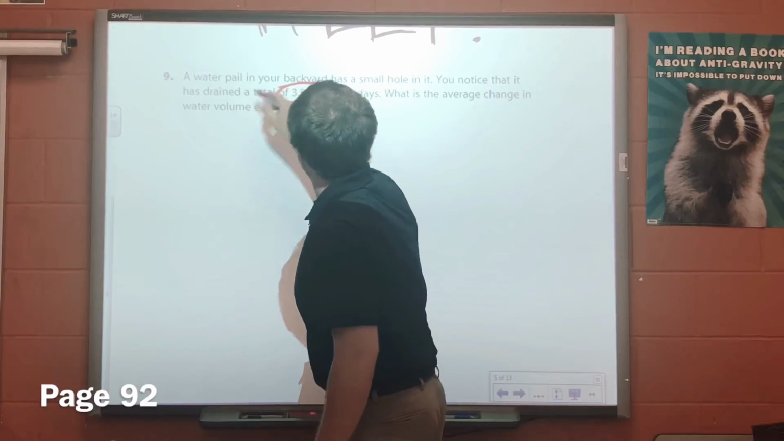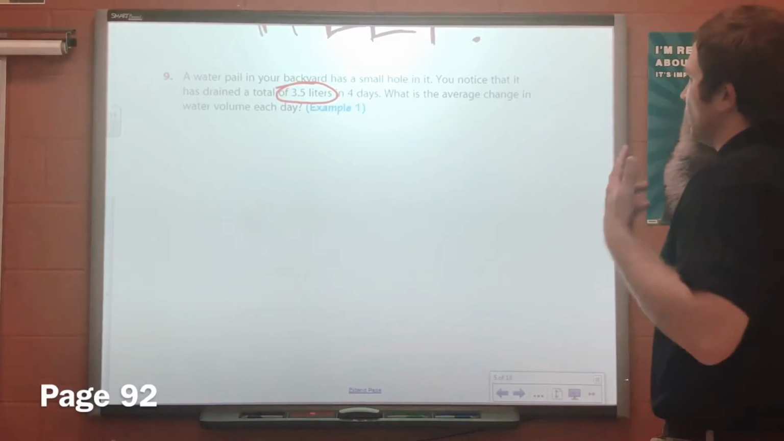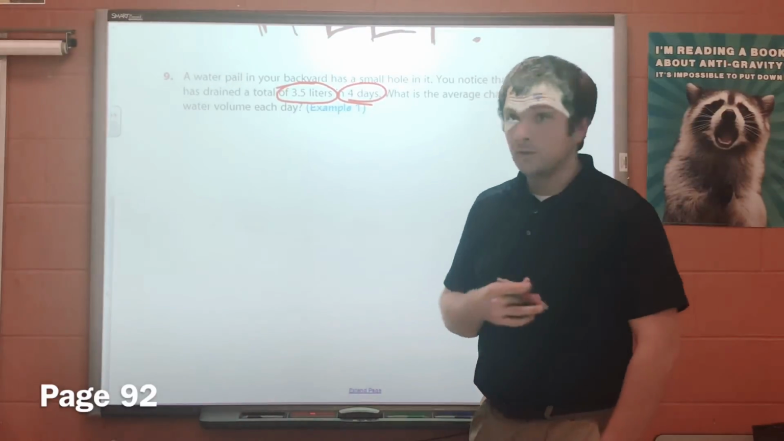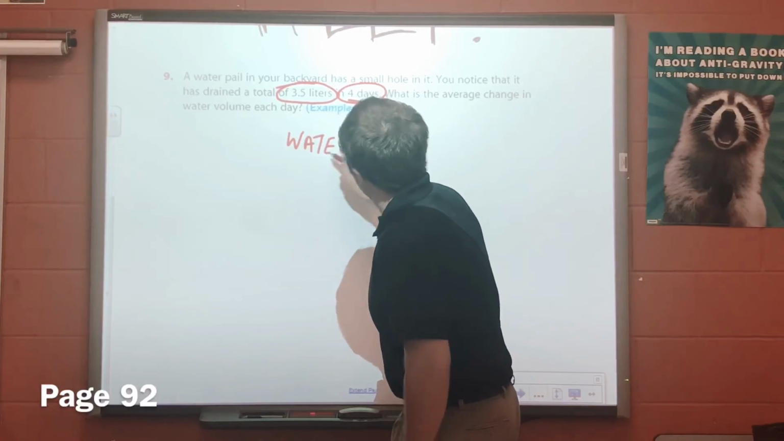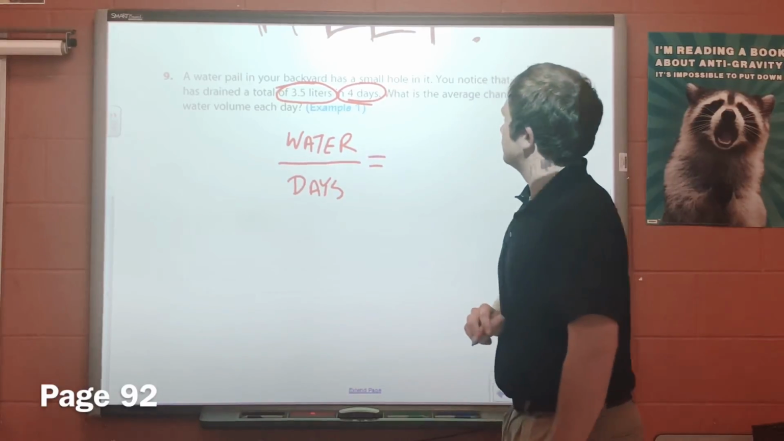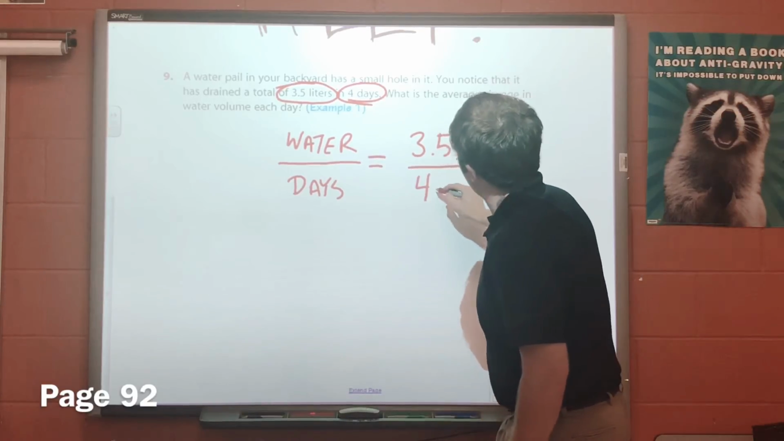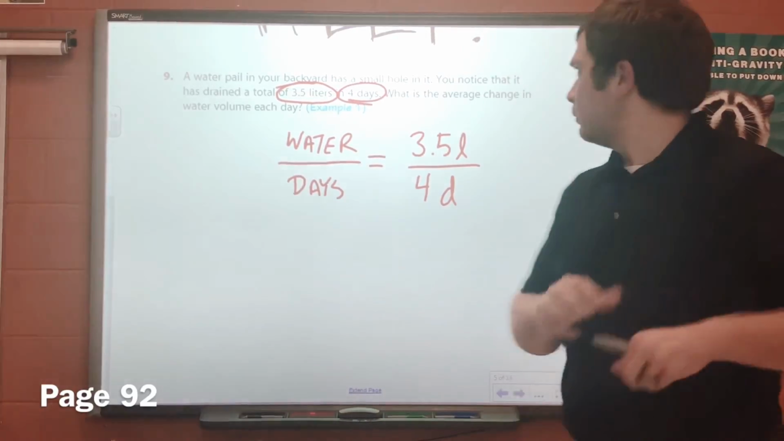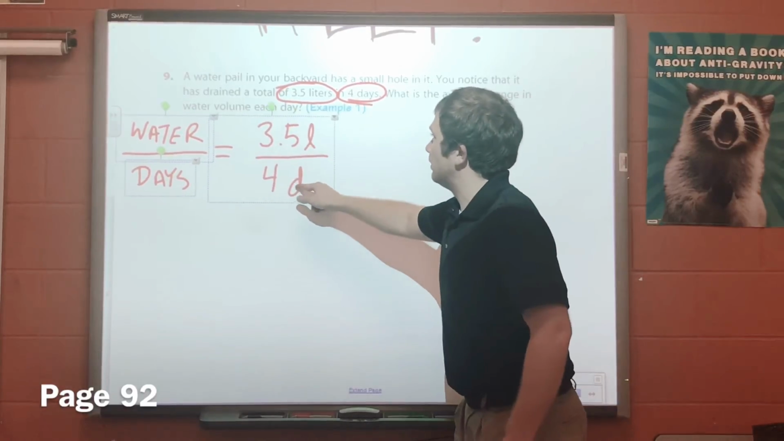Starting off with a 3.5 total liters of water that has drained. The total amount of water we've drained in a total of 4 days. So let's put water that's drained over the days. That'll set up with 3.5 liters over 4 days. This is the point where we've got to set up our division problem.